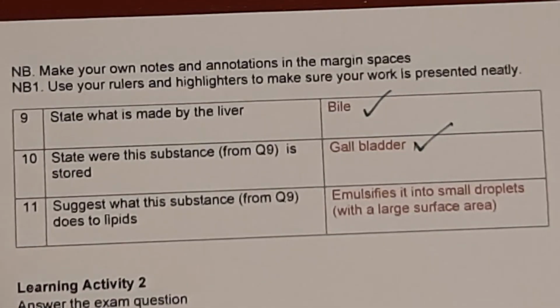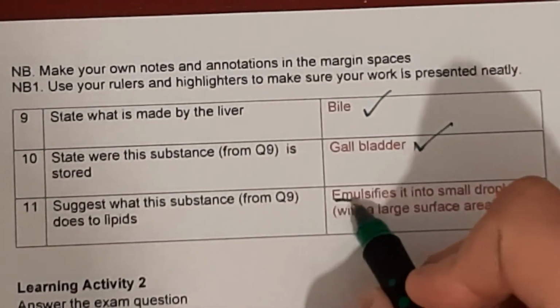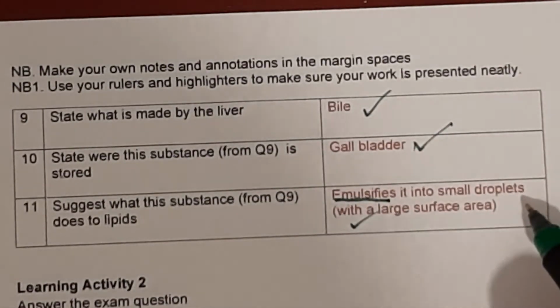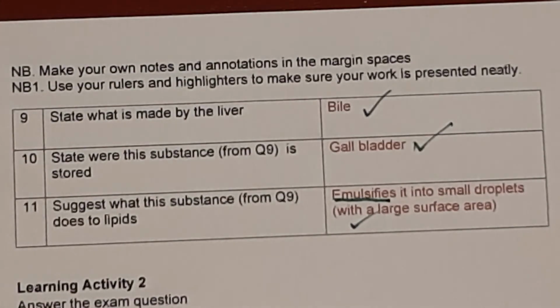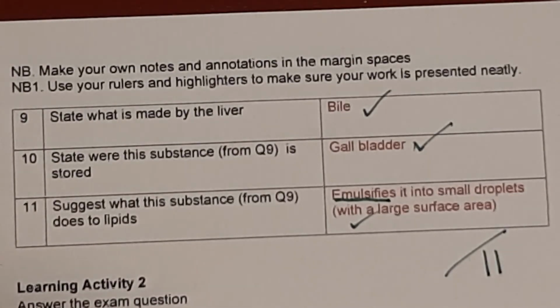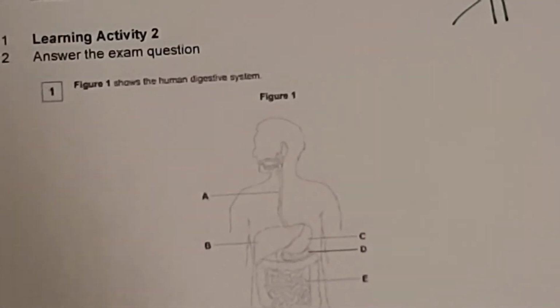And question 11, suggest what this substance, bile, actually does to lipids. Well, it emulsifies it, so that's worth a mark. Or you can say turns it into small droplets. And the reason for this is to give it a large surface area. So if you could give yourself a mark out of 11 for all of those, please, and then we're going to move on.